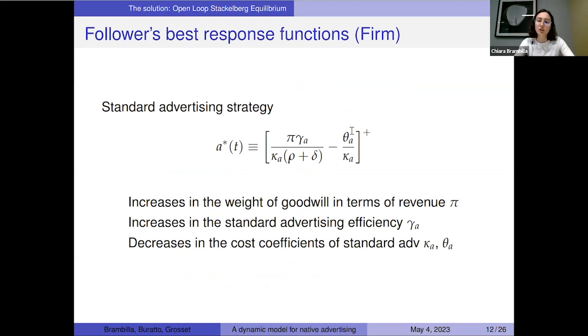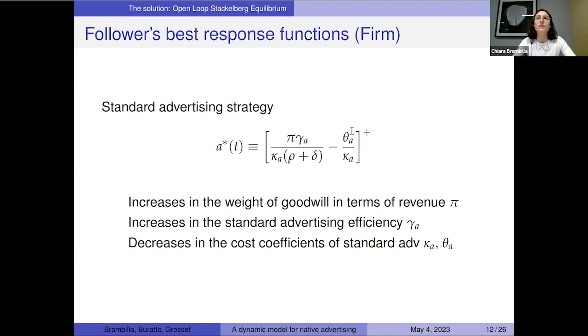And since we are searching for non-negative value controls, we need to take the positive part of this constant. But of course, more interesting is the sensitivity analysis of this constant, because we can see that the standard advertising flow increases in the weight of goodwill in terms of revenue and also in the standard advertising efficiency gamma A.